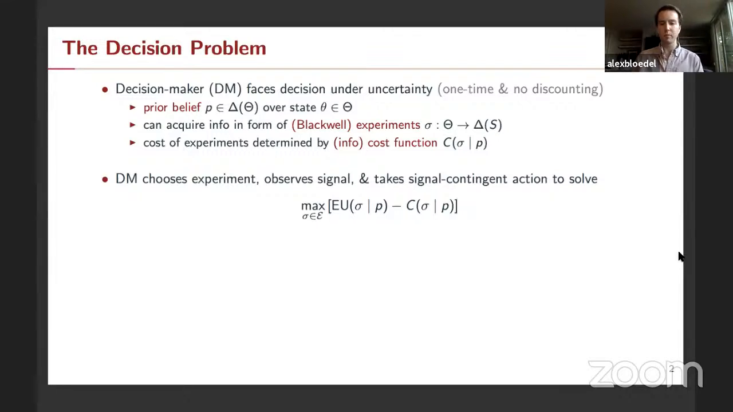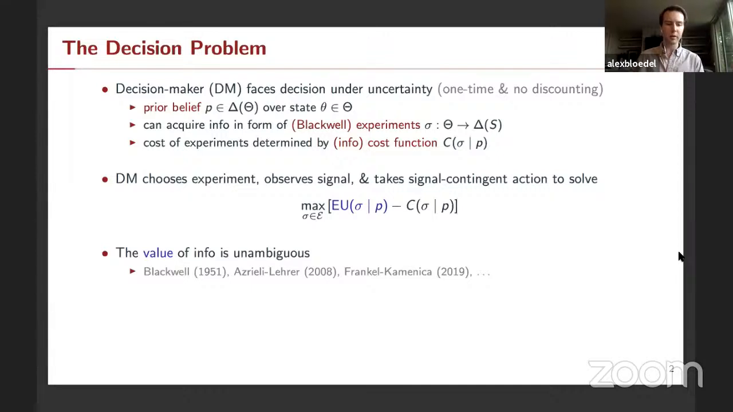Let me outline the basic decision problem that we study. There's a Bayesian decision maker, DM, who faces a one-time decision under uncertainty. She has a prior belief P over an uncertain state theta, and she can acquire information in the form of Blackwell experiments sigma that generate signals S whose distribution depends on the true underlying state. Canonical examples of experiments include partitions of the state space or signals that are equal to the state plus Gaussian noise. The cost of each experiment is determined by a cost function C, which might also depend on the prior. So the decision maker first chooses an experiment, then observes the realized signal, and finally takes a signal-contingent action. This is all done in the service of maximizing her expected utility from the action, net of her cost of the acquired experiment.